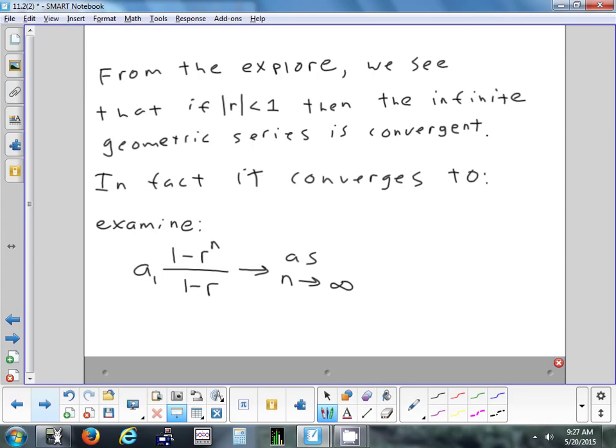Okay, so let's see what happens when it converges. Let's see if we can come up with a simpler formula. The formula we did yesterday was for a finite geometric series. Now we're going to look at the formula for an infinite geometric series, as long as it fits this condition. Okay?